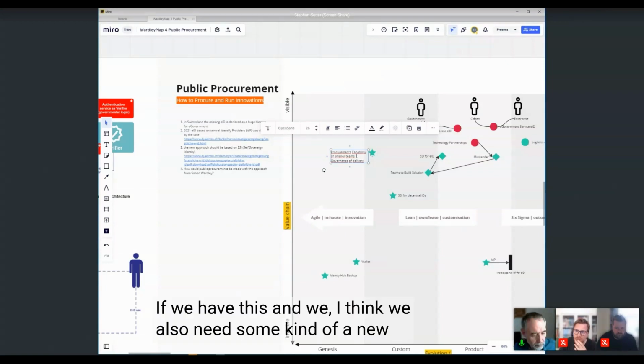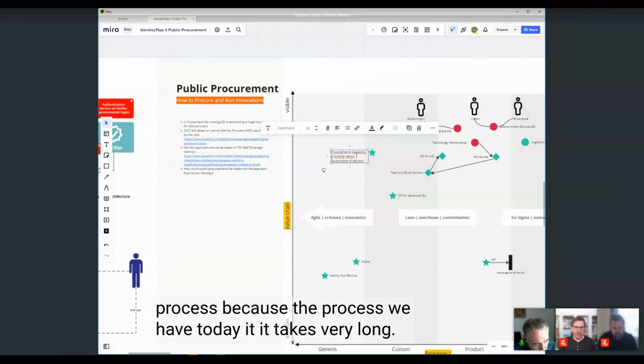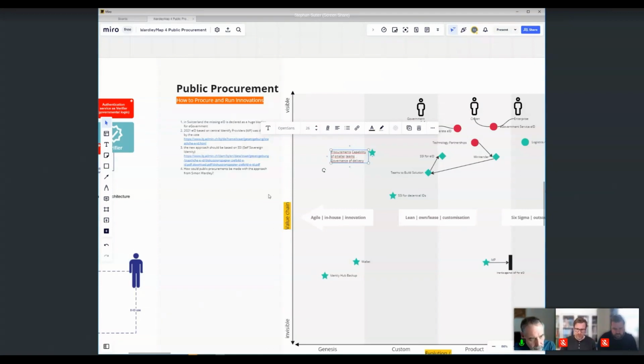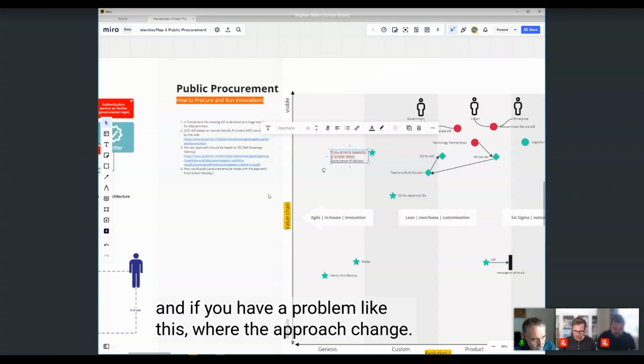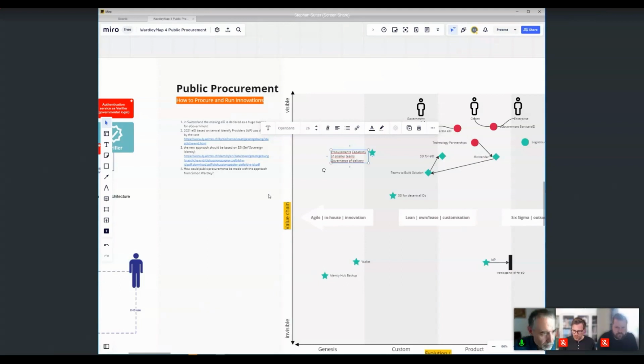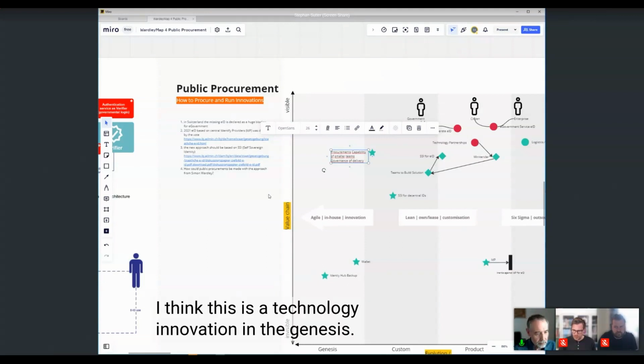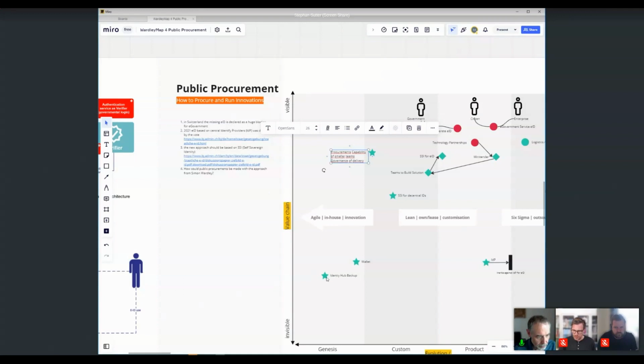And I think we also need some kind of a new process, because the process we have today takes very long, a huge amount of time. First, you have to write the specification of what should be built. And if you have a problem like this, where the approach changes, I think this is a technology innovation in the genesis.